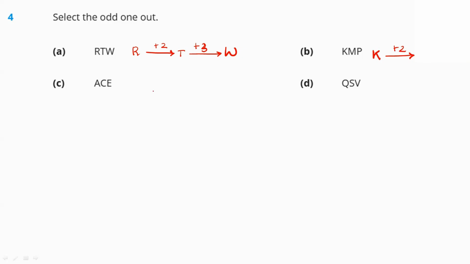Okay, now in the third one, if you jump 2 letters from A, we will get C, and if you jump 2 letters again, then we will get E. It's not 3, it's 2 letters, right? So option C becomes our odd one out. Okay, AC is the odd one out option.